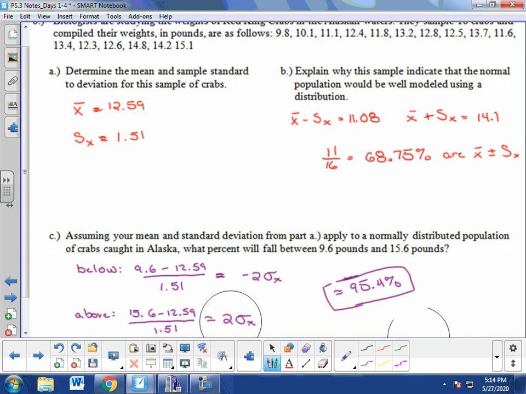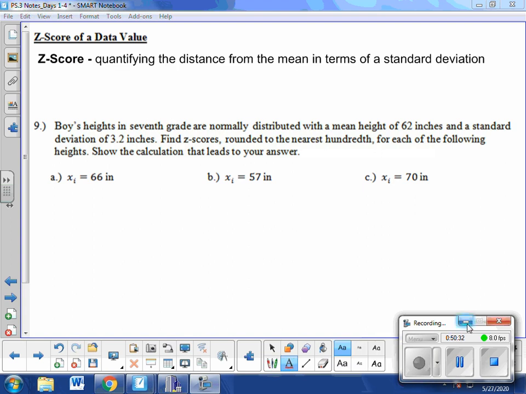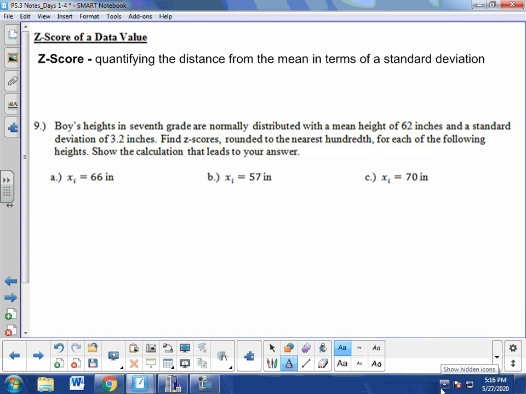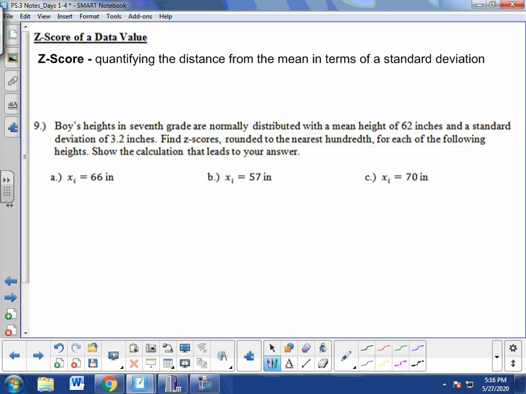So in this process, we are actually using what is called a z-score. As we've been going through here and trying to find these values or these percentages, we've been using a process called z-scoring, or finding a z-score. What a z-score is, basically, is assigning a number, or quantifying the score, the distance from a data point to the mean in terms of the standard deviation.